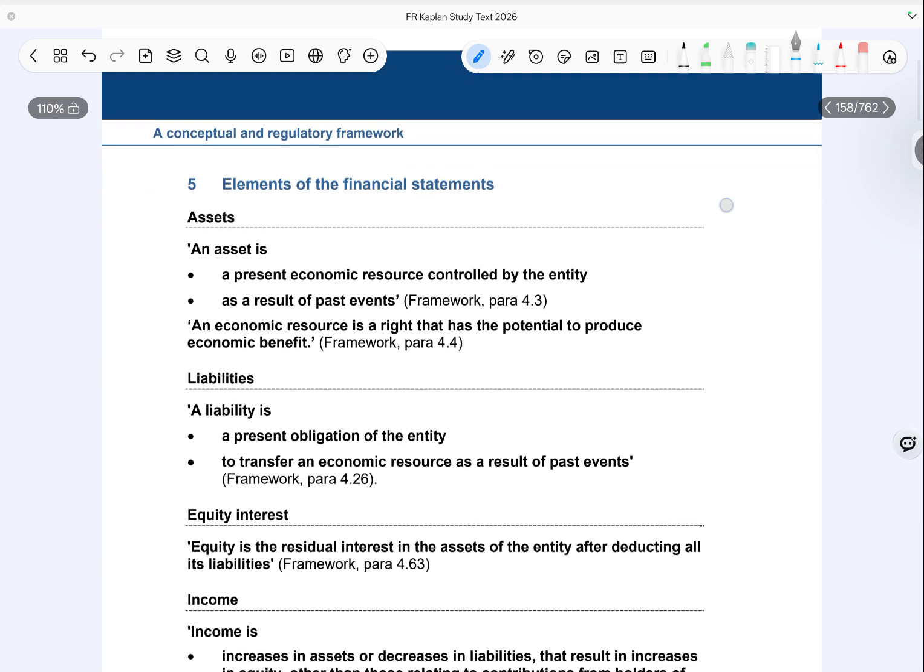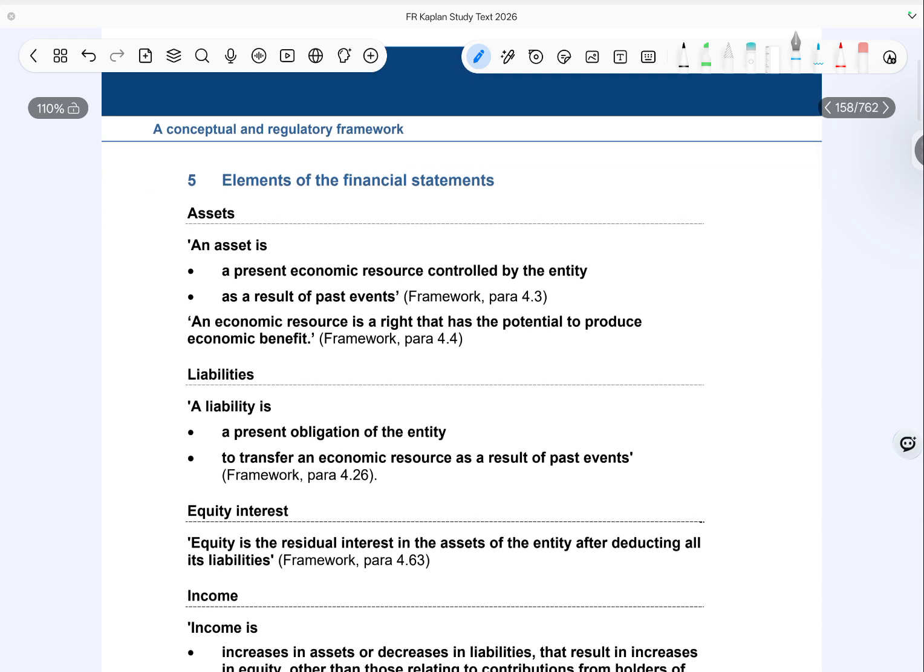Now that we have understood the conceptual framework, let's look at the building blocks of the financial statements, also known as the elements of financial statements. These are your 5 elements, which are the asset, liability, equity, income, and expenses. So let's understand each one in simple language.